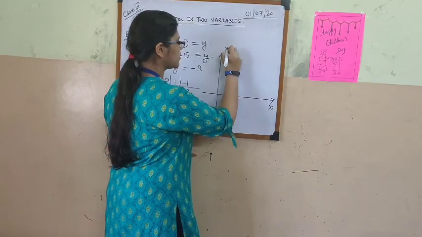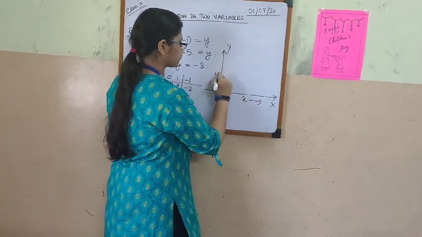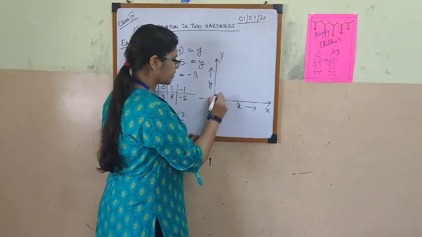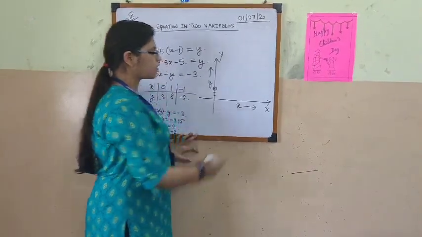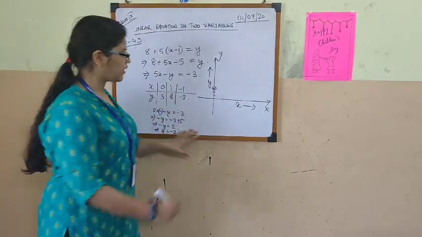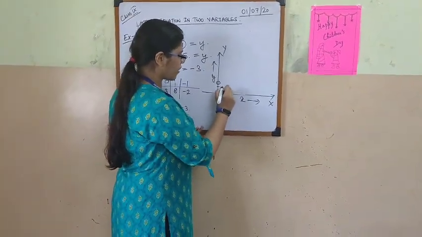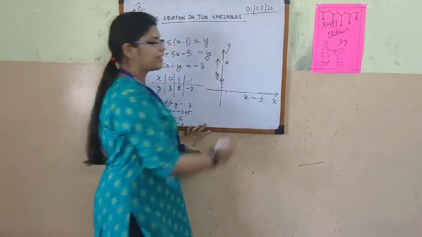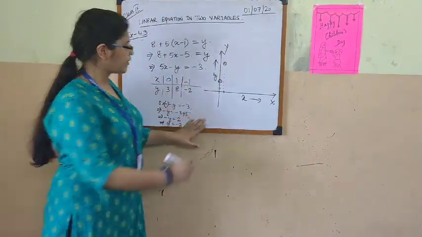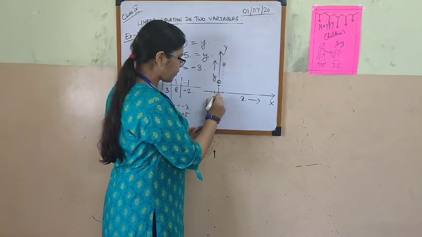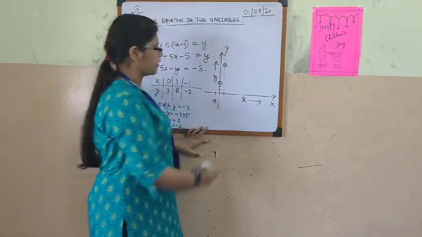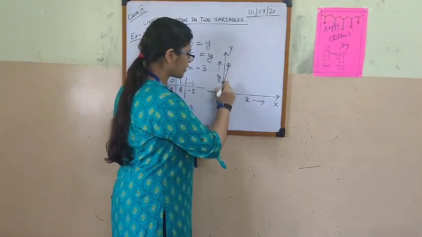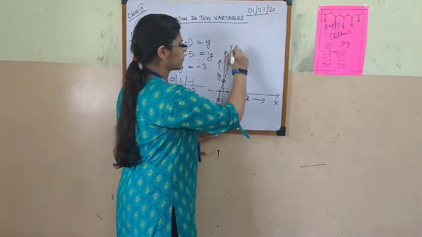So this is the x axis, this is the y axis. If x is 0, y is 3, that is 1, 2, 3. So this is the first point. Now if x is 1, y is 8, so 1, 2, 3, 4, 5, 6, 7, 8. So this is the next point. Now the third point, we have x as minus 1 and y as minus 2, that means here. Now if I join these 3 points, they will again give us a straight line.